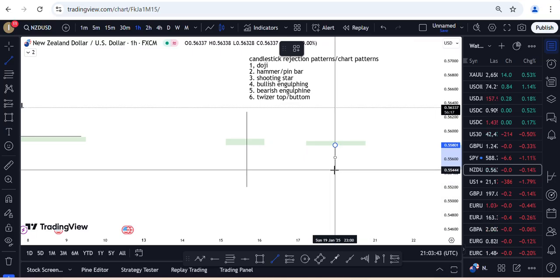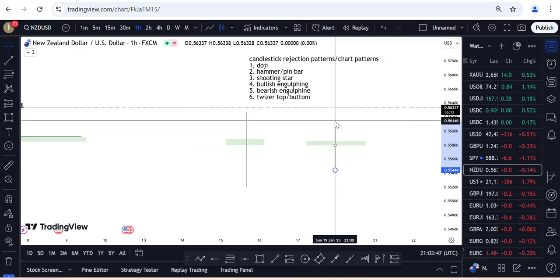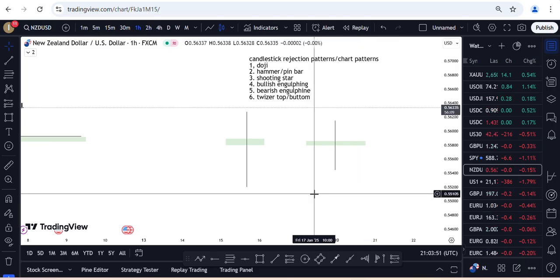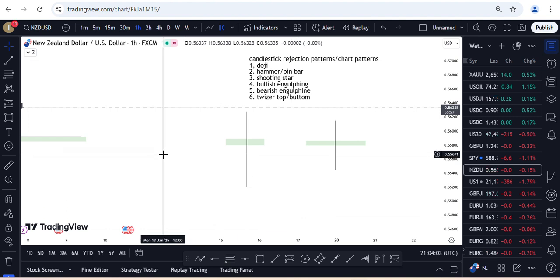It can be short like this. Okay, so these are doji candles. If you see candles like this in the chart, it means that there is a rejection there, and it's a sign, or it can act as a confirmation for you to take a trade.